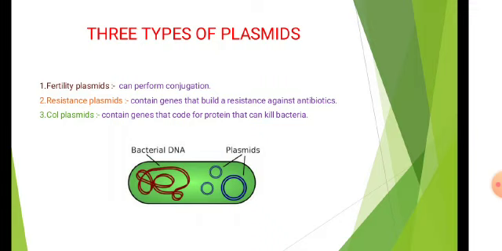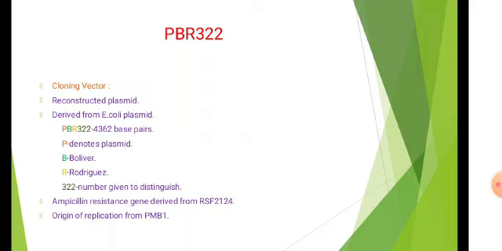The second one is the resistance plasmid, simply called R plasmids. They are resistant to antibiotic compounds like chloramphenicol, ampicillin and tetracycline. The third one is colicin plasmids. They code for proteins that kill the bacteria. The structure shows the bacterial DNA and the extrachromosomal plasmids in the diagram. I will show it in the next slide.